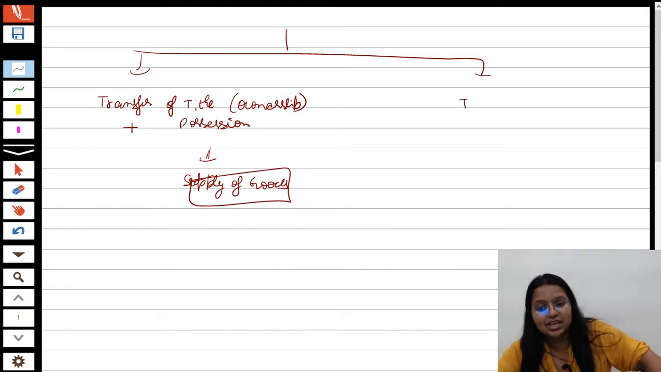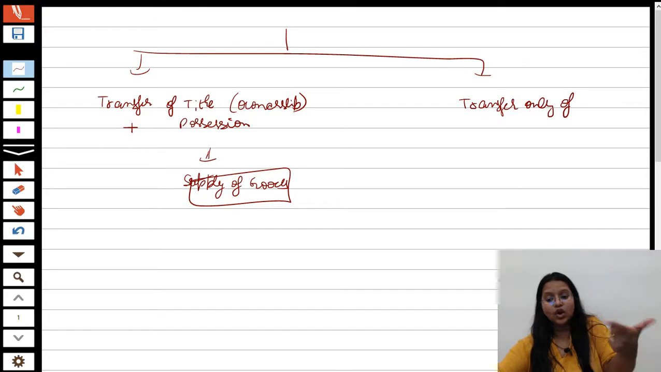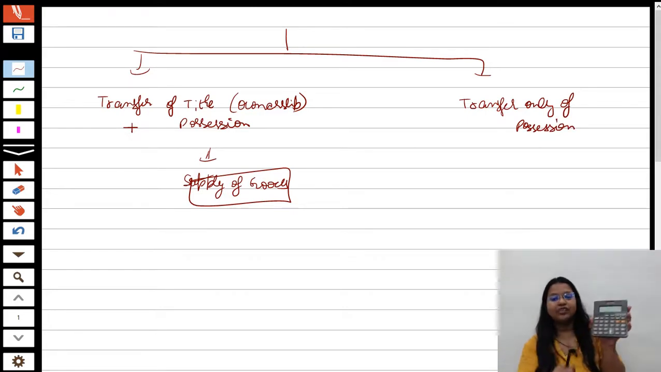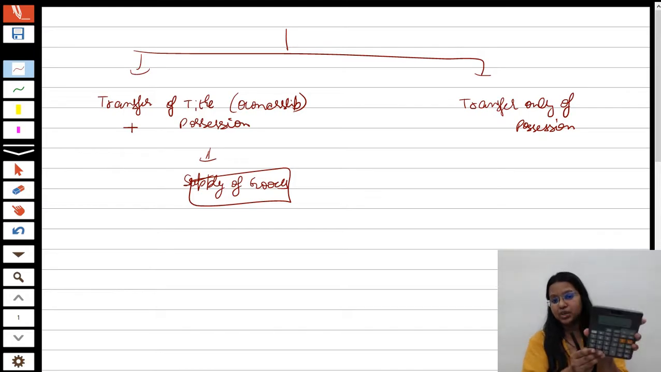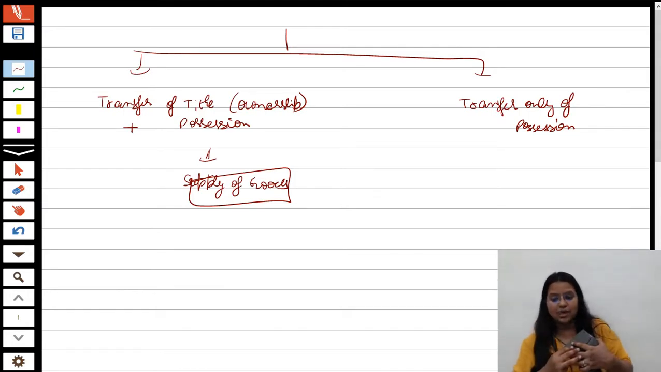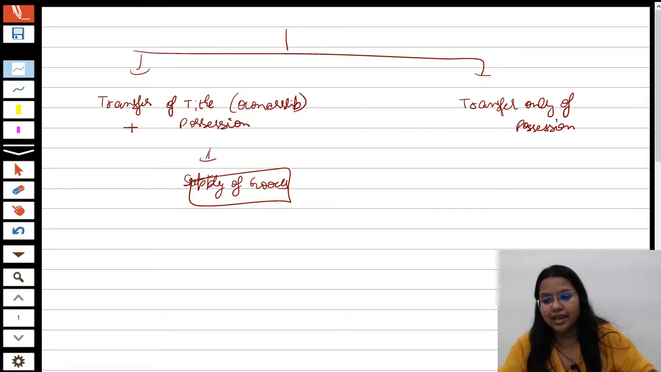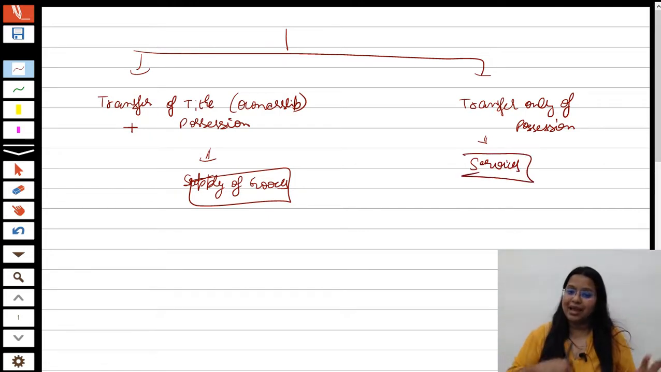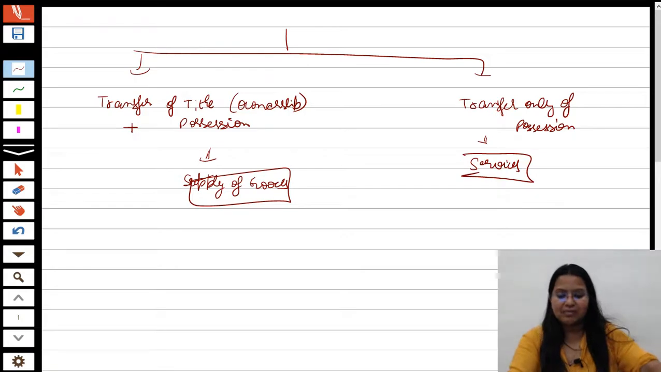But if there is a transfer only of possession, it means title or ownership has not been transferred, there is transfer only of possession. For example, students, suppose I give you this calculator to use it in your examination and you have to give it back to me. It means I only give the possession to you, the right to use this. Okay, not the ownership. Owner is me only. So in this case, I am supplying you my services. Okay, so if there is a transfer of title plus possession, it will be a case of supply of goods, but otherwise it will be a case of supply of services.